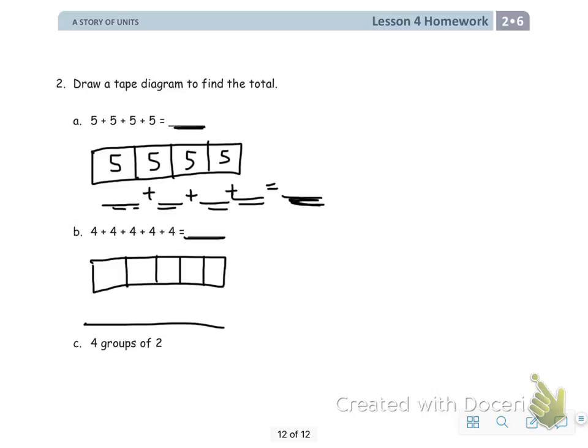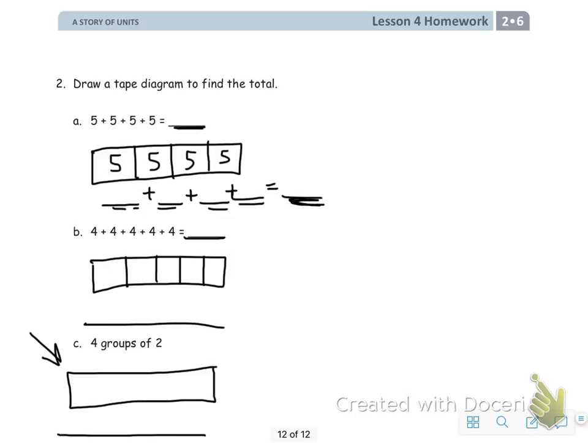For problem C, it doesn't even give us any of the numbers, really. It just says we have 4 groups of 2, so it looks like you're kind of on your own. So I would create a tape diagram with 4 boxes. I would put 2 in each box, and I would do my repeated addition down here.